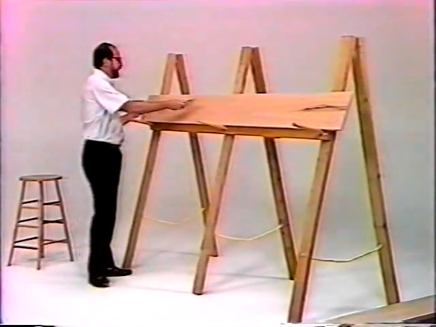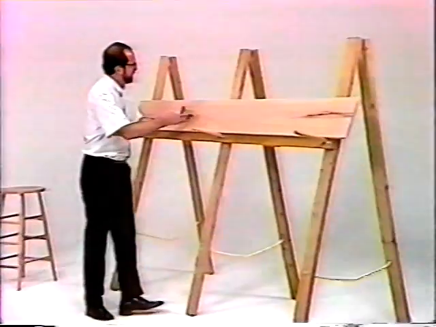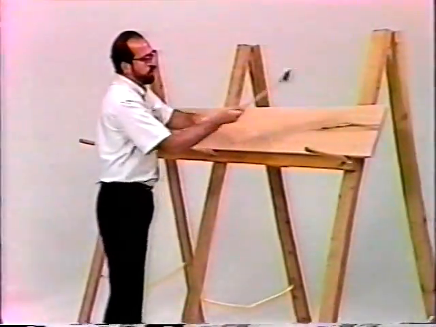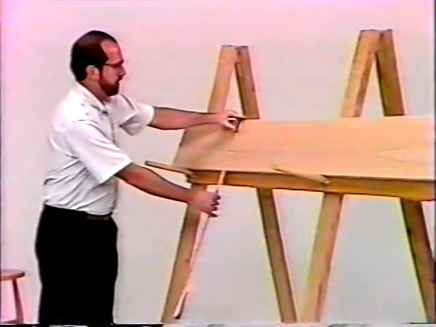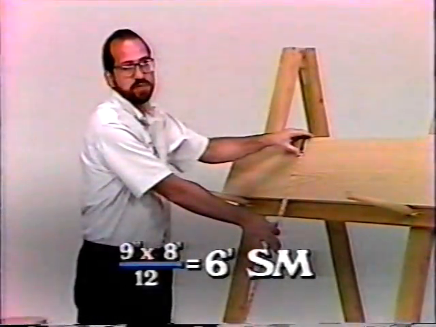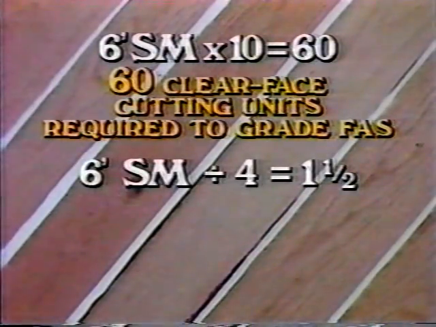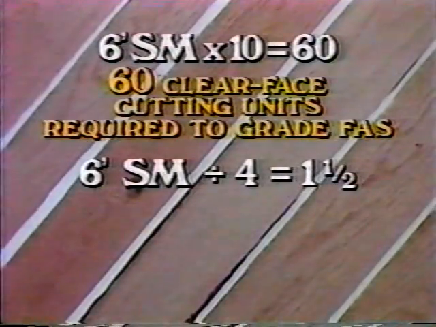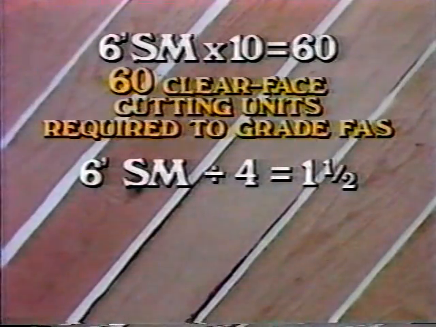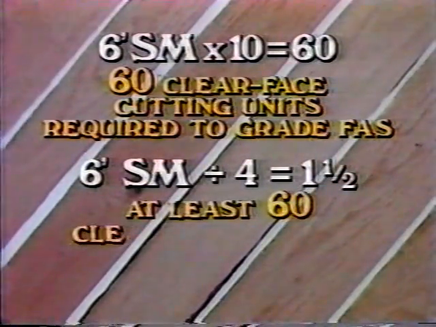First of all, we'll measure the length for surface measure. We have an 8-foot board. The width is a little over 9 inches wide, so that'll give us a 6-foot surface measure. Multiplying surface measure by 10, we now know that it requires 60 clear-face cutting units for this board to grade FAS. Then, by dividing the surface measure by 4, you get 1.5, and as I mentioned before, in determining the amount of cuttings allowed, we drop all fractions, and in this case, we would be allowed 1 cutting.